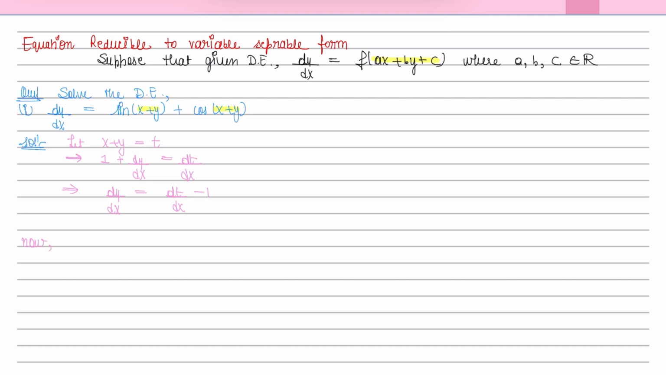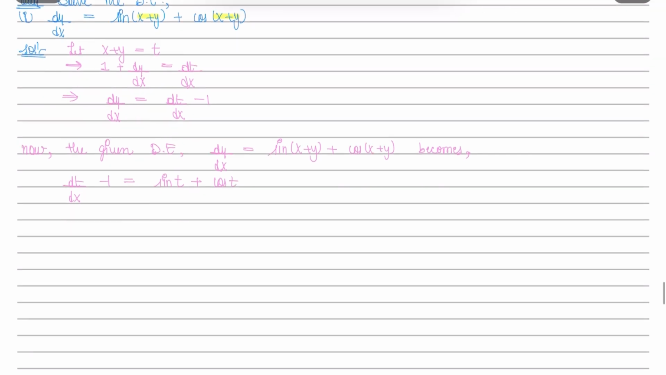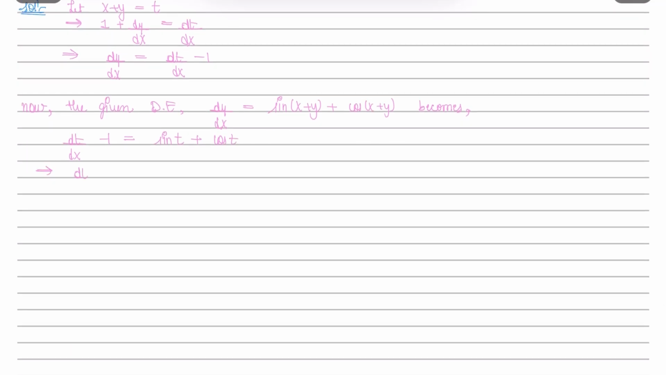Now, the given differential equation dy by dx is equals to sin x plus y plus cos x plus y becomes dt by dx minus 1 is equals to sin t plus cos t, implies dt by dx is equals to 1 plus cos t plus sin t.